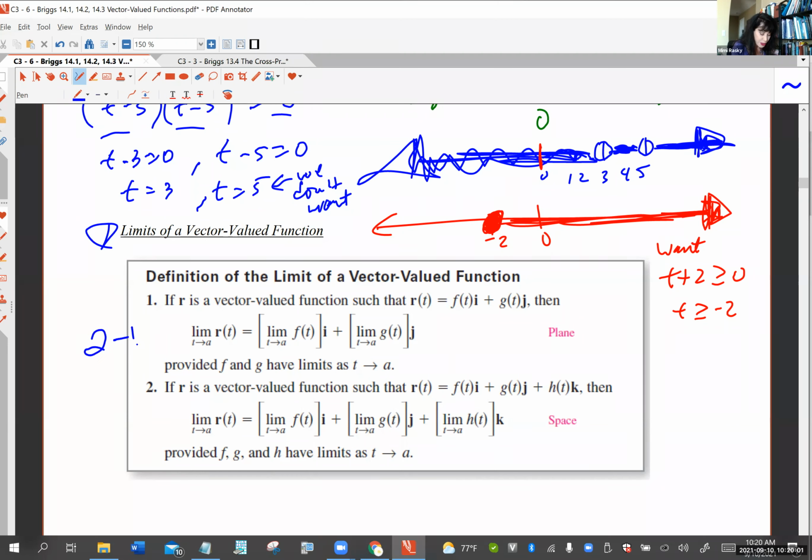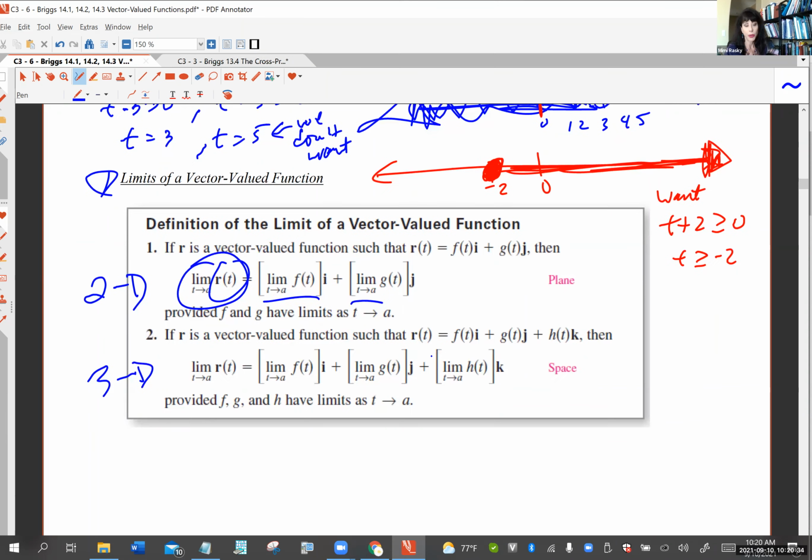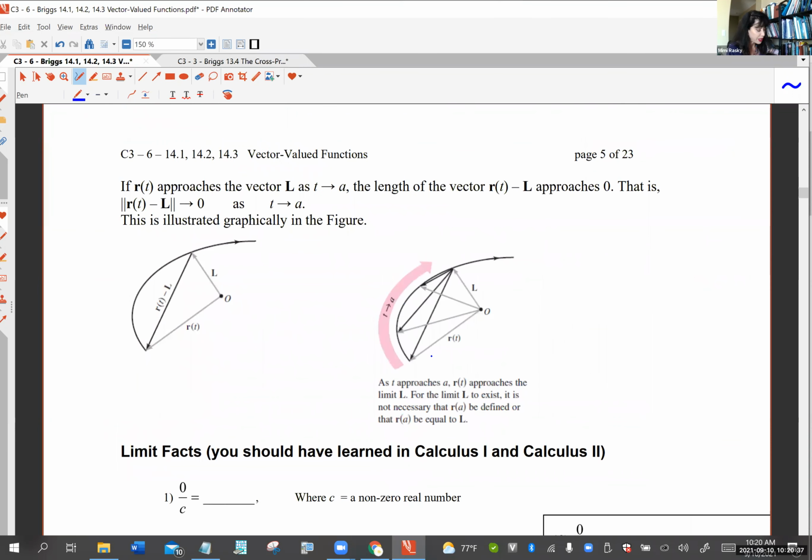You can do it for a 2D or a 3D. And when somebody says, hey, take the limit of r of t, a vector valued function, you're going to simply take the limits of the components individually. And if all of those individual component limits exist, boom, the limit overall will exist, and it will be a vector, a constant vector. That is a vector that has constants for its components. If even one of those components has a limit that does not exist, then you can write the answer does not exist.